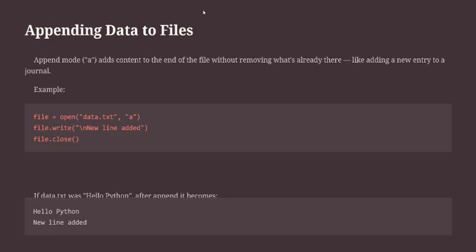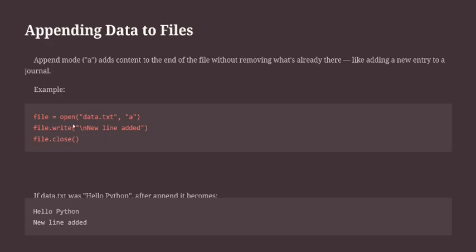Now let's learn about adding data without deleting existing information. This operation is called appending. Appending means adding new content at the end of an existing file. For this, we use append mode. So here is the example you can see here.